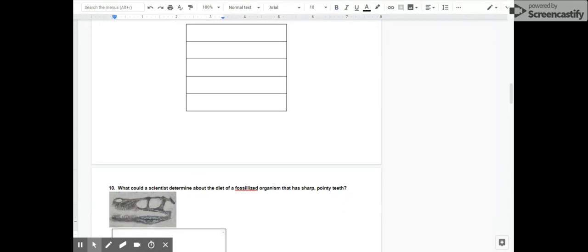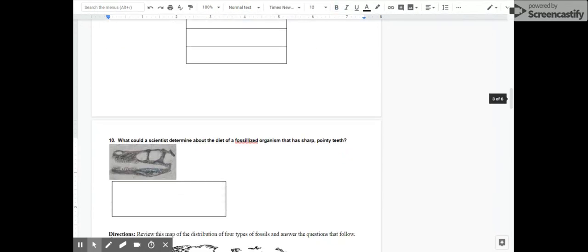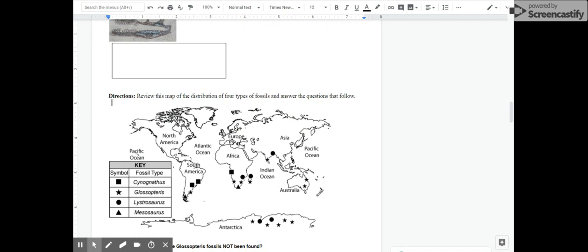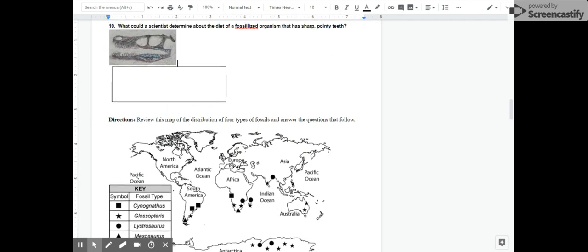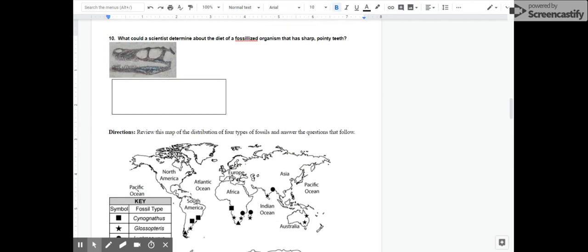All right, and the next question is pretty simple. What could a scientist determine about the diet of a fossilized organism that has sharp, pointy teeth? And I've added a picture here for you. So we see all sharp, pointy teeth. Don't really see any flat molars like we have in our mouth. So if we did see sharp teeth and molars, we would say omnivore, for plants and meat eater. But since we only have sharp teeth, we would assume that it was a carnivore or a meat eater.